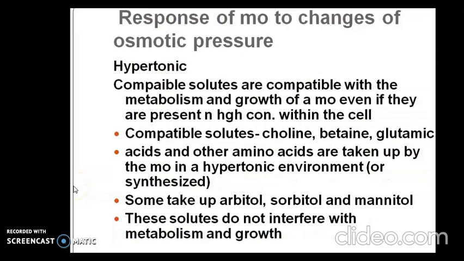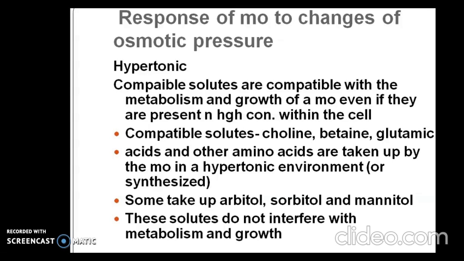Now, when the microorganisms are placed in a hypertonic environment, it will result in shrinkage of the plasma membrane, or plasmolysis. In order to avoid that, many microorganisms make use of compatible solutes, which help to keep the osmotic concentration of their protoplasm slightly above that of their surroundings. Compatible solutes are solutes that are compatible with the metabolism and growth of a microorganism, even if they are present in high concentration within the cell. That is, their high concentration will not affect the growth of the cell.